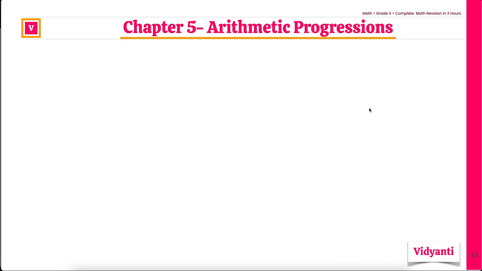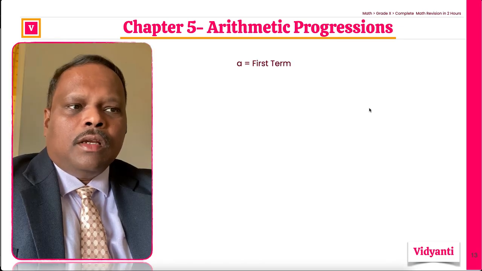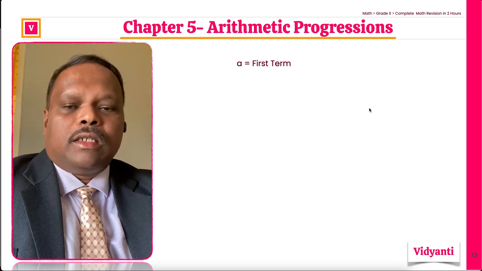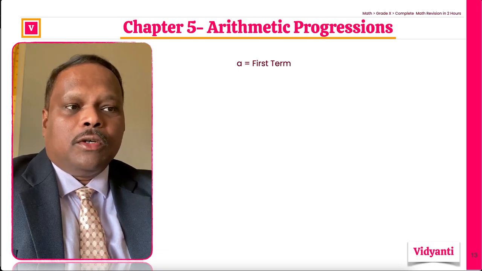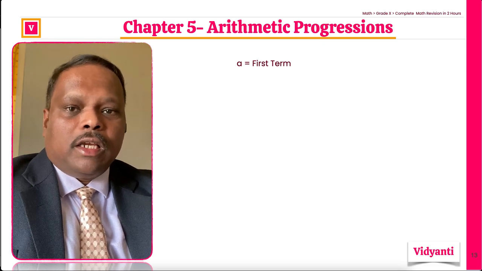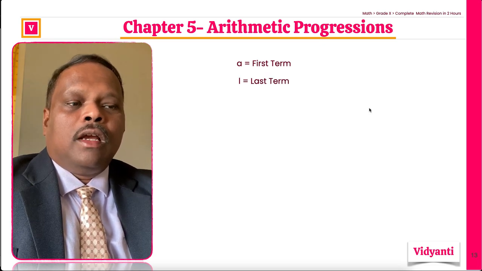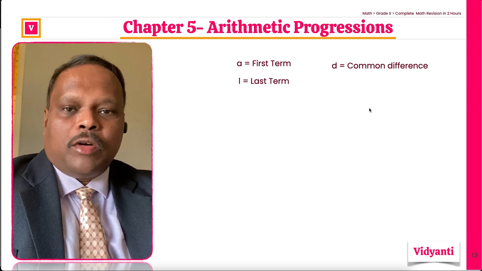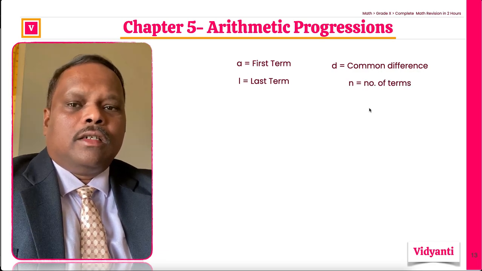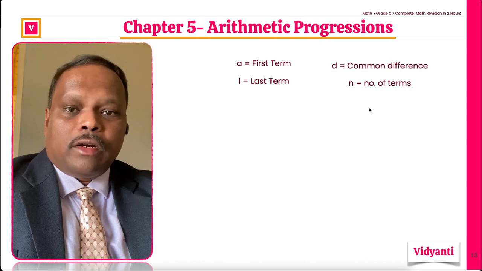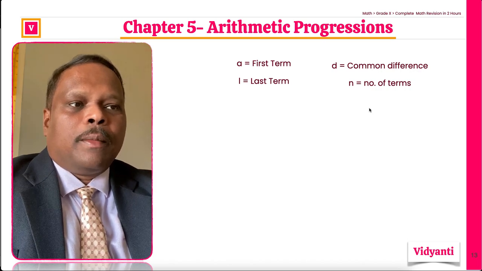Let's see the next chapter, arithmetic progression. Arithmetic progressions are numbers arranged in an order such that the difference between two successive terms is constant. Here we have some terminology. A is the first term, L is the last term, D is the common difference, and N is the number of terms, or the location or position of that particular term in that entire sequence.